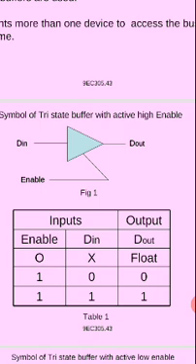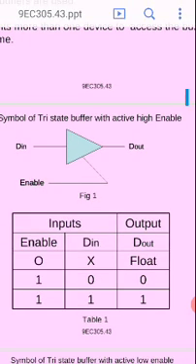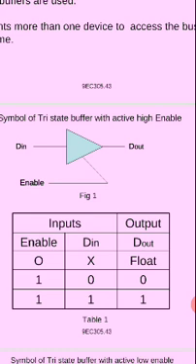Hence it is called as tri-state buffer because it has three states: low, high, and high impedance state.